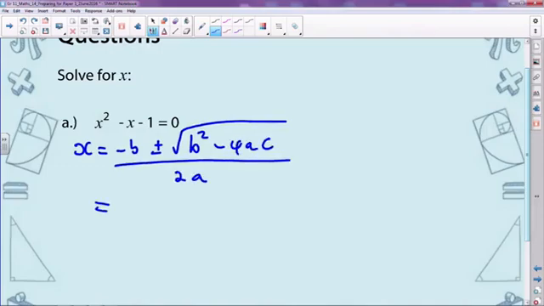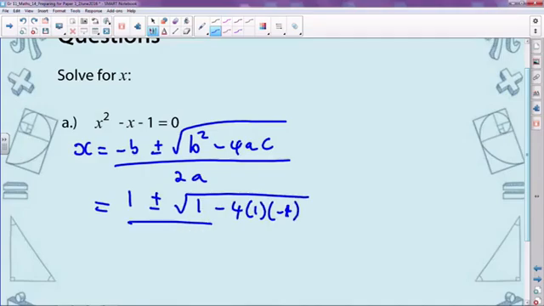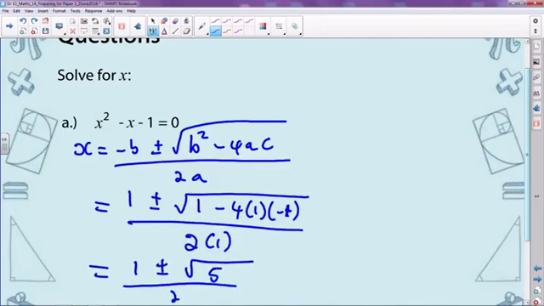And then it's in the form of x squared plus bx plus c. So minus b is minus 1. Then you get 1 plus or minus the square root of minus 1 times minus 1, 1 minus 4 bracket 1 minus 1, all over 2a, which is 1. Then you've got your 1 plus or minus the square root of 4 plus 1, that's 5, all over 2.